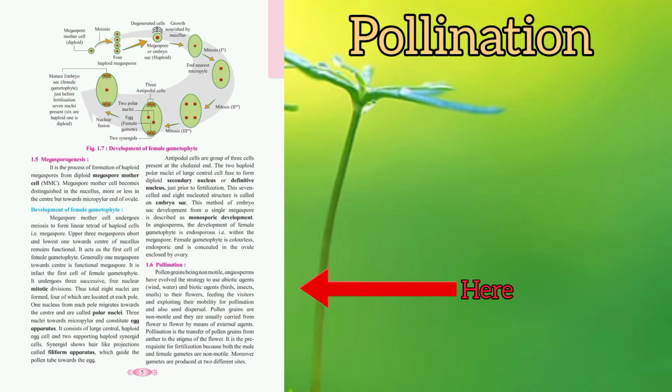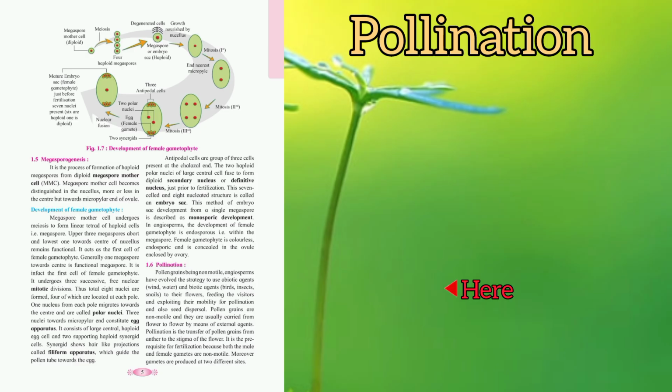Pollination. Pollen grains being non-motile, angiosperms have evolved the strategy to use abiotic agents, wind and water, and biotic agents, birds, insects, snails, to carry pollen to their flowers, feeding the visitors and exploiting their mobility for pollination and also seed dispersal.